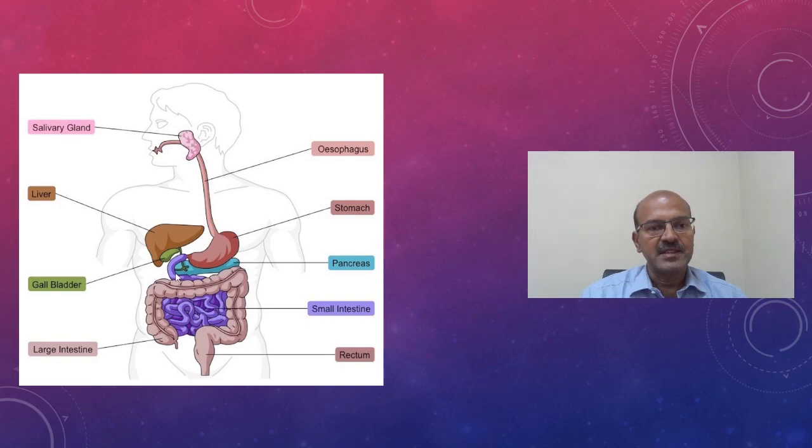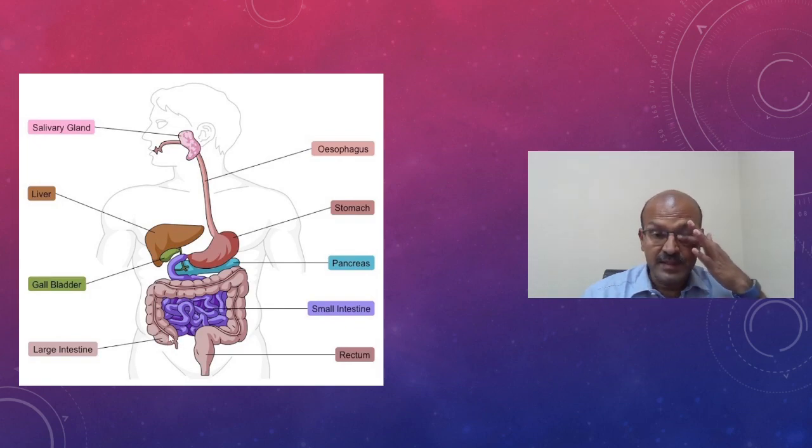The stomach has a typical shape. It runs from left to right, and then on the right side it goes to join the first part of the small intestine called the duodenum. The duodenum leads to a jejunum, which is a long part, and then the ileum, which connects to the ileocecal junction. So the lower part of the large intestine is called the cecum.